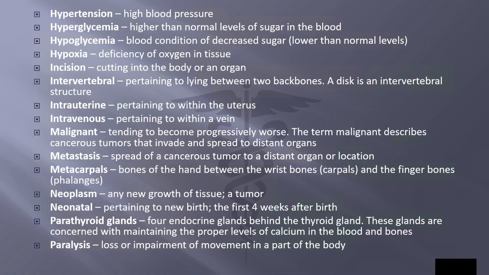Paralysis means loss or impairment of movement in a part of the body. This term comes from the Greek paralytikos, meaning one whose side was loose or weak, as after a stroke. Now it means a loss of movement in any part of the body caused by a break in the connection between nerve and muscle.